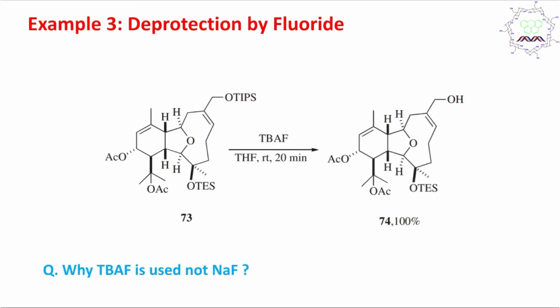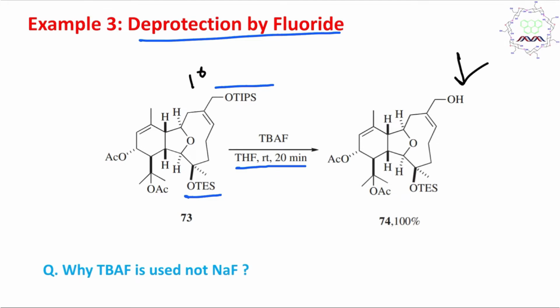So the third example is deprotection by fluoride. As I told, I like fluoride best because it's TBAF in THF at room temperature for 20 minutes, and see how efficient it is. In this case, what type of functional groups are there? This is triethyl, this is triisopropyl, but this is primary. So that's why it gets hydrolyzed easily.